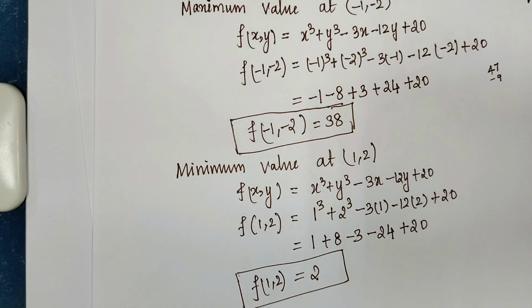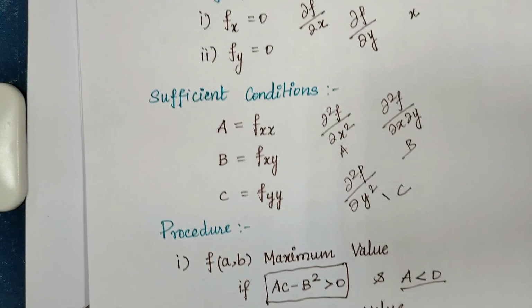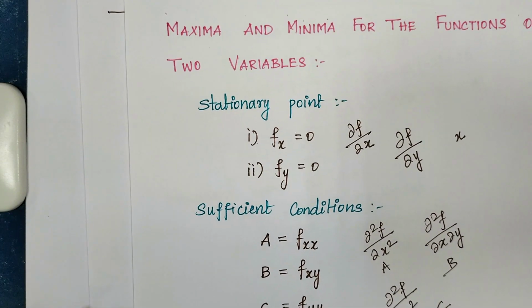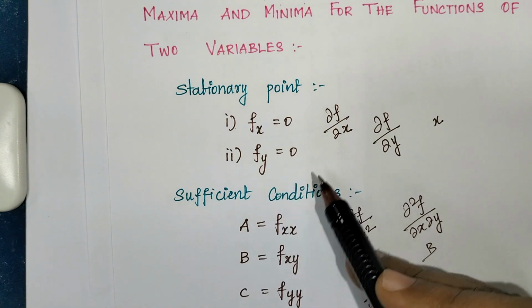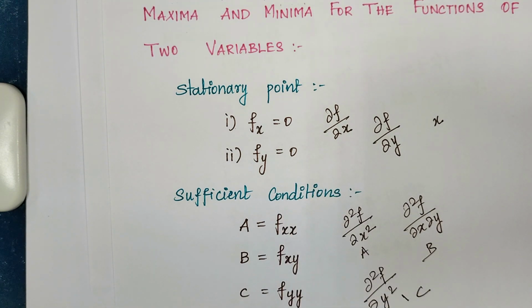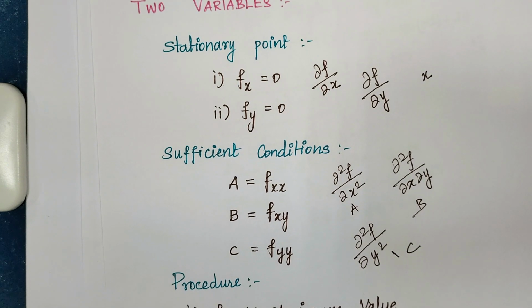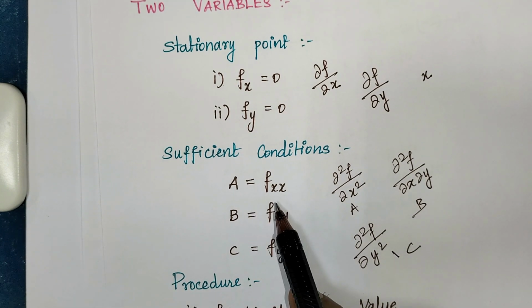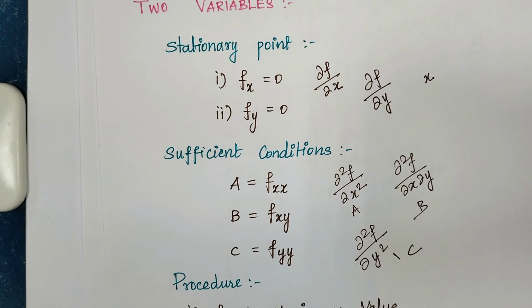So again I will recall what we saw in this video. First, the very basic thing is the maximum and minimum of functions of two variables. You should remember these two points. Stationary point: fx equal to 0, fy equal to 0. Then only can we find the stationary point. Then A, B, C: how to identify based on the sufficient condition. A is fxx, B is fxy, C is fyy. That means your function equation, I am going to partially differentiate, first derivative and second derivative, based on this.